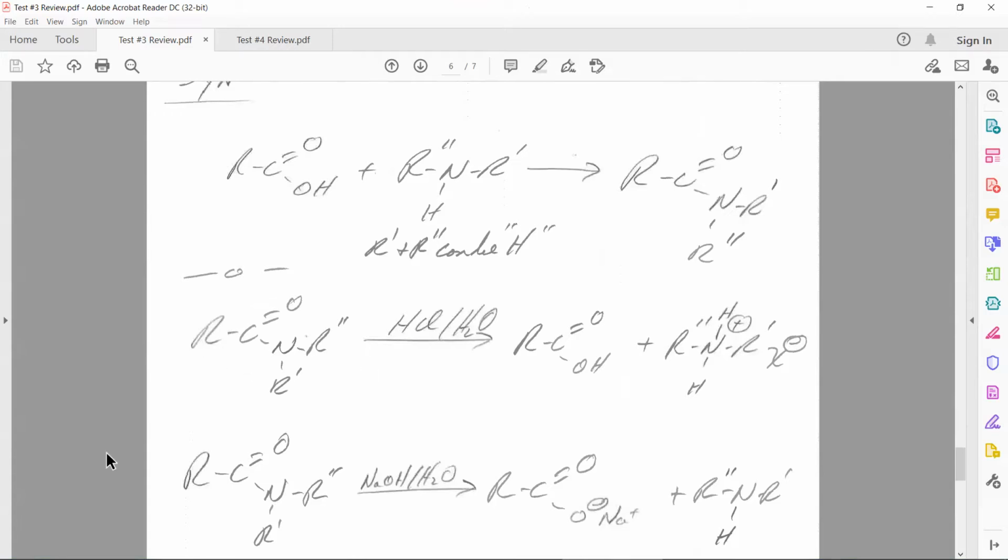Now, once you take an amide, you can react it with HCl and water. Where can you find that? Your stomach. And what you get back is the carboxylic acid you would have used to make that amide, plus not the amine. Remember, an amine is a base. In acid, you get the amine salt. So let's try one of those.